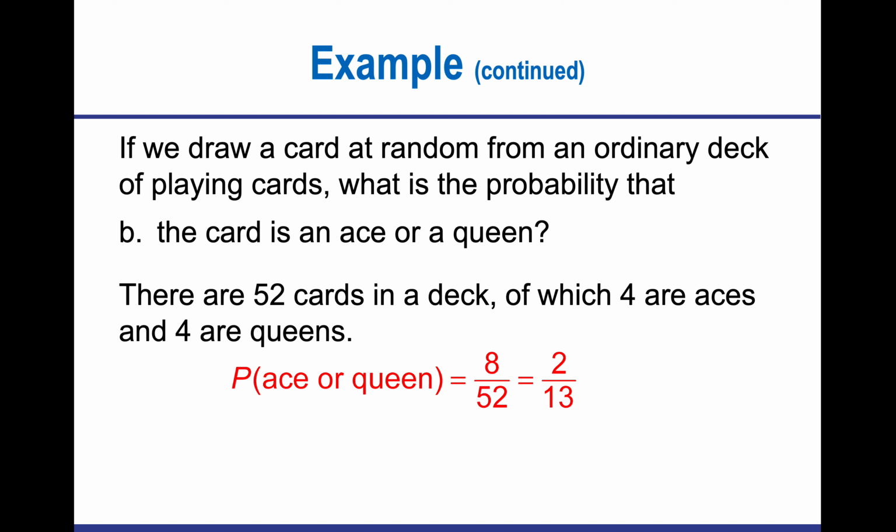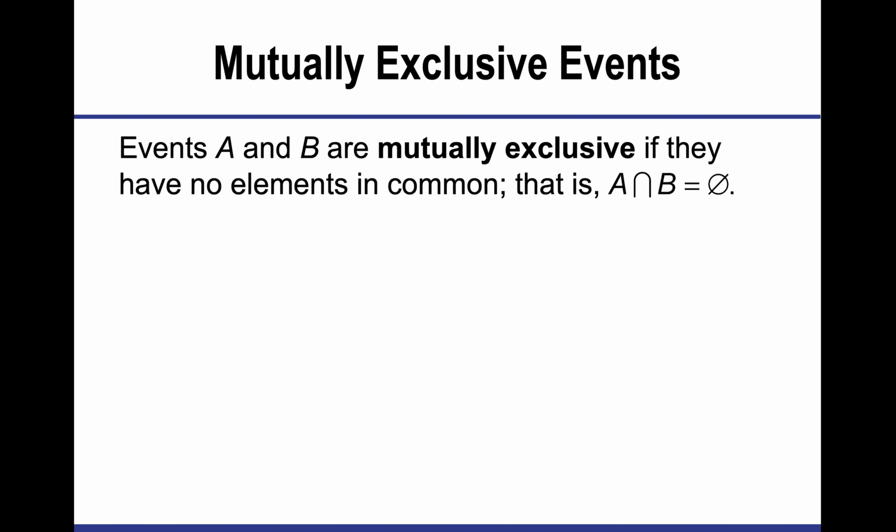So it's not 2 separate events in the idea of I'm drawing 2 cards. I'm drawing 1 card, but now I can have 2 outcomes with an or statement, and that's why I add the aces to the queens. So it's not 2 acts, it's 1 act with 2 possible outcomes that I'm going to include.